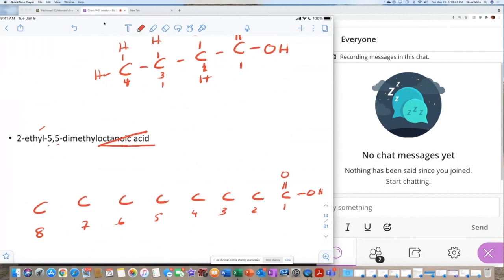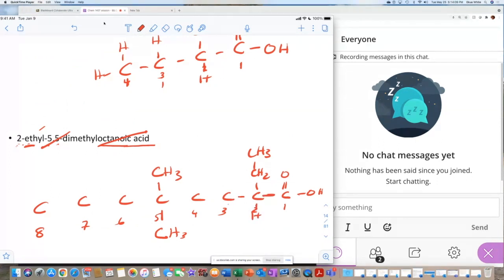5,5-dimethyl. Where's carbon 5? Methyl, right? So this part is done. Oh, I have to put in my H3s there. And then 2, this carbon here, ethyl. So I'm going to write this up. CH2, CH3. Then you can fill in the rest of them with hydrogens.